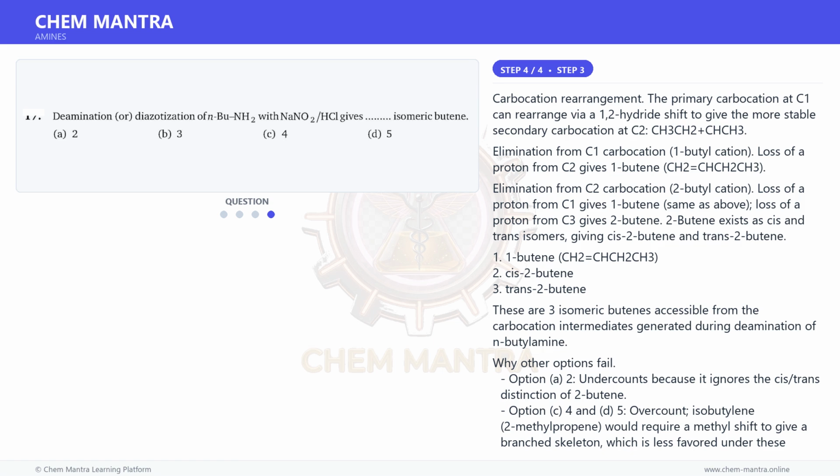Why other options fail? Option A, 2, undercounts because it ignores the cis-trans distinction of 2-butene. Option C, 4, and D, 5, overcount. Isobutylene, 2-methylpropene, would require a methyl shift to give a branched skeleton, which is less favored under these conditions and is not counted as a butene isomer in the standard treatment of this reaction for this context.